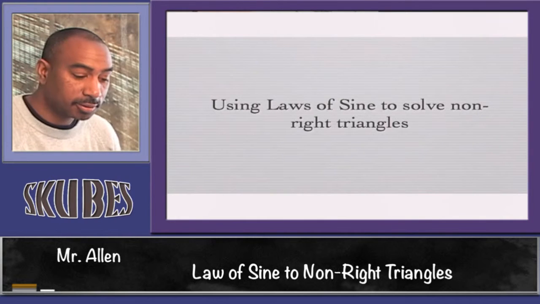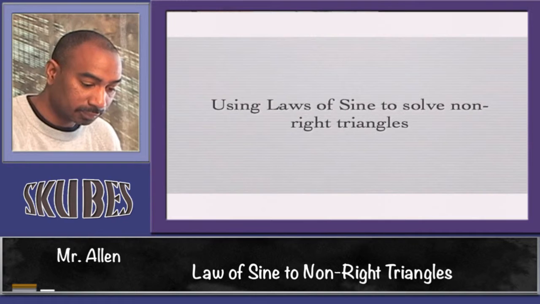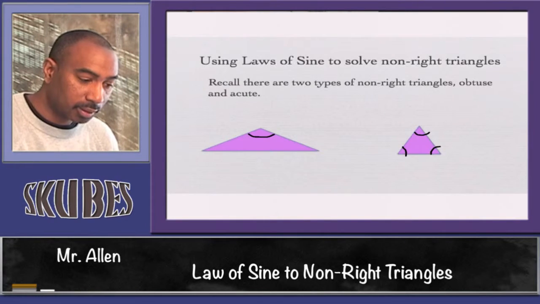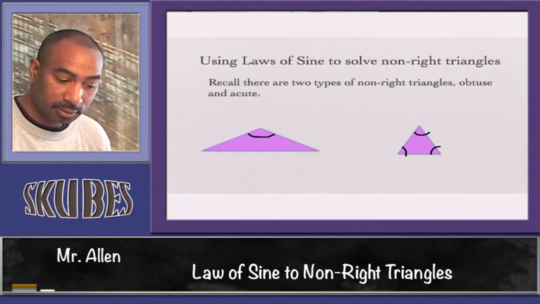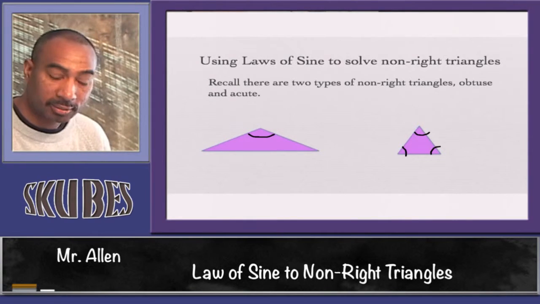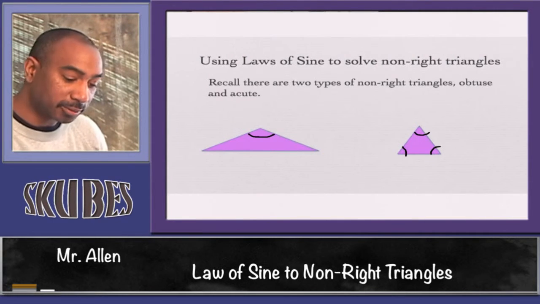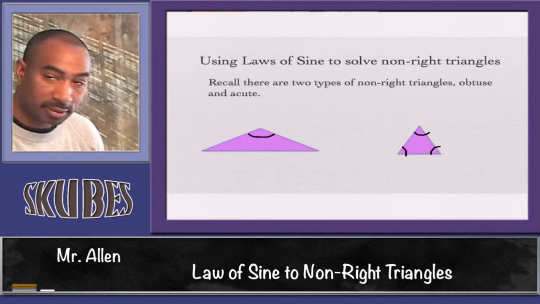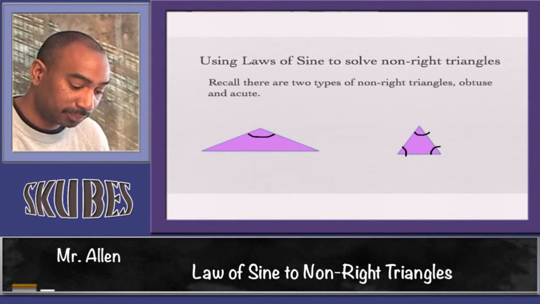All right, today's lesson is using the law of sine to solve non-right triangles. Recall there are two types of non-right triangles: the obtuse and acute. The obtuse triangle has an angle that's wider than 90 degrees and less than 180, between those two. And the acute has angles that are between 0 and 90 degrees. These are the two types of triangles we're going to deal with.